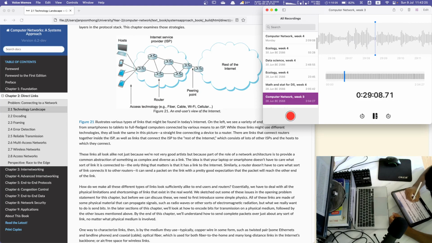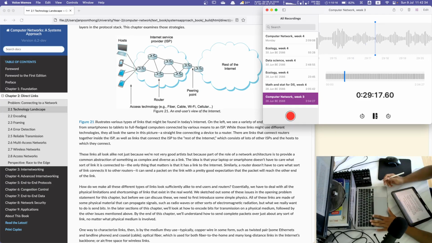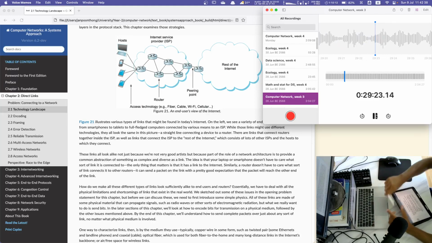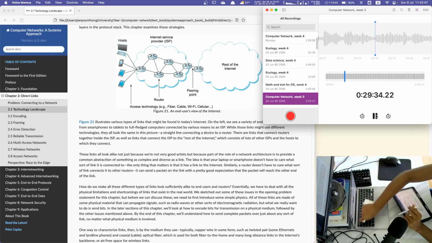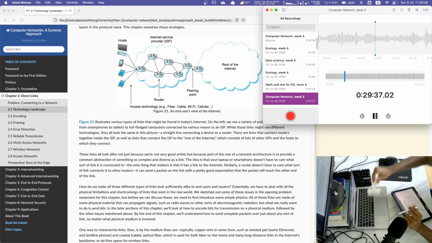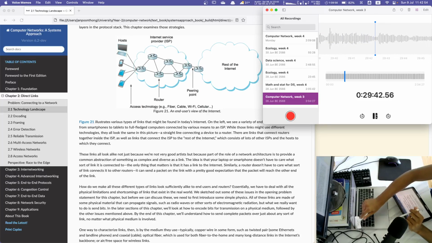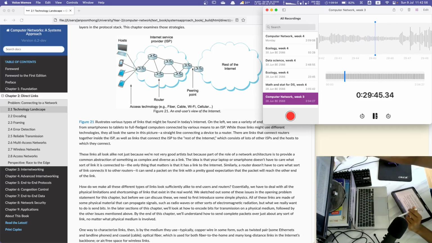Here we are saying that the link is a physical connection. It has limitations. Typically copper wire, in some form such as shielded or unshielded twisted pair cables. So this cable is a copper wire. It has a shielded pair or unshielded pair. We don't have to consider the inside. Similarly, all the different cables are used for networking, and here Wi-Fi.